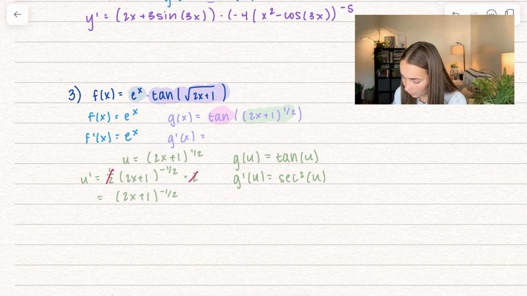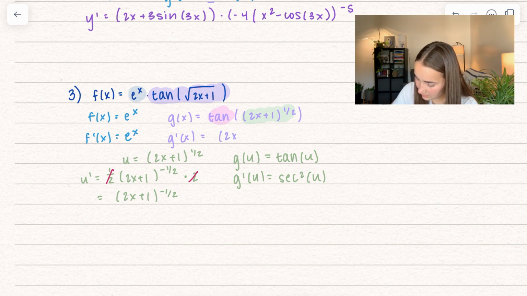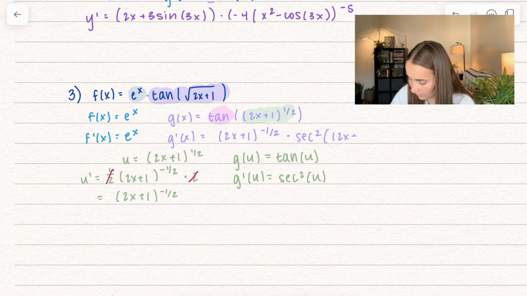So now I can go ahead and get my derivative of g of x. So g prime of x is equal to 2x plus 1 to the power of negative 1/2 times secant squared of u, but we got to replace u, which was 2x plus 1 to the 1/2.